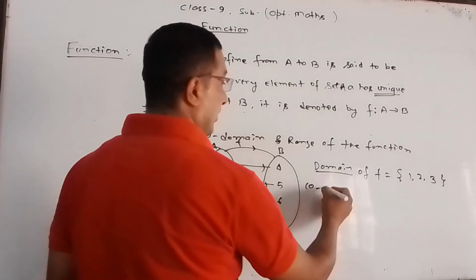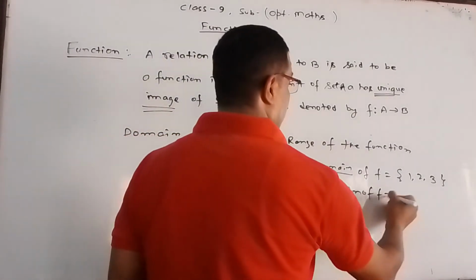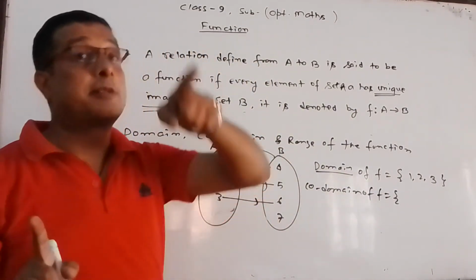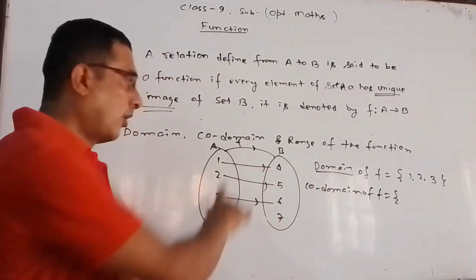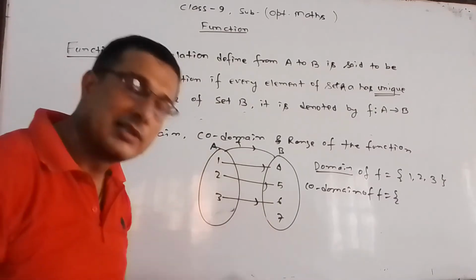Codomain: all elements of set B are called the codomain. All elements of set B are 4, 5, 6 and 7.